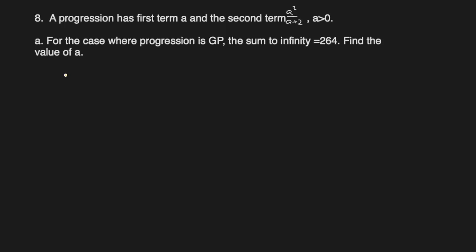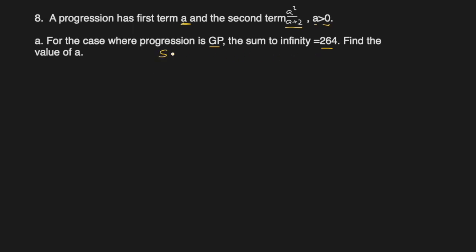It's the turn of question number 8. A progression has first term a and second term this. They have not specified whether it is AP or GP. a is a positive constant, for the case where the progression is GP. So in part A they are confirming it is GP. The sum to infinity is 264. Find the value of a.